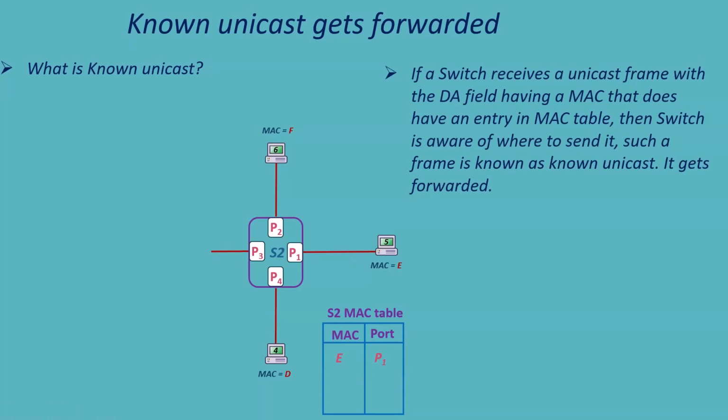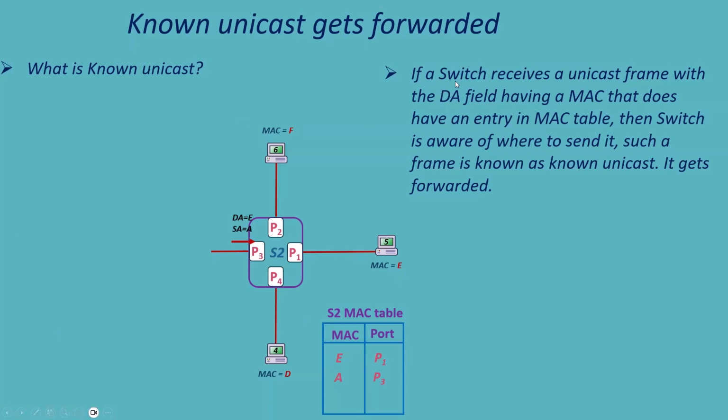So at present, the MAC table already has an entry by some process of learning. I'm assuming that MAC address E is on port P1. Now, switch 2 receives the frame with the source address A and destination address E. The first step, check the source address. If it is not in the MAC table, make an entry. So it makes an entry. Next, check the destination address. It has the value E, and E is in the MAC table. So the switch knows where exactly MAC address E is. Hence, this is known as a known unicast.